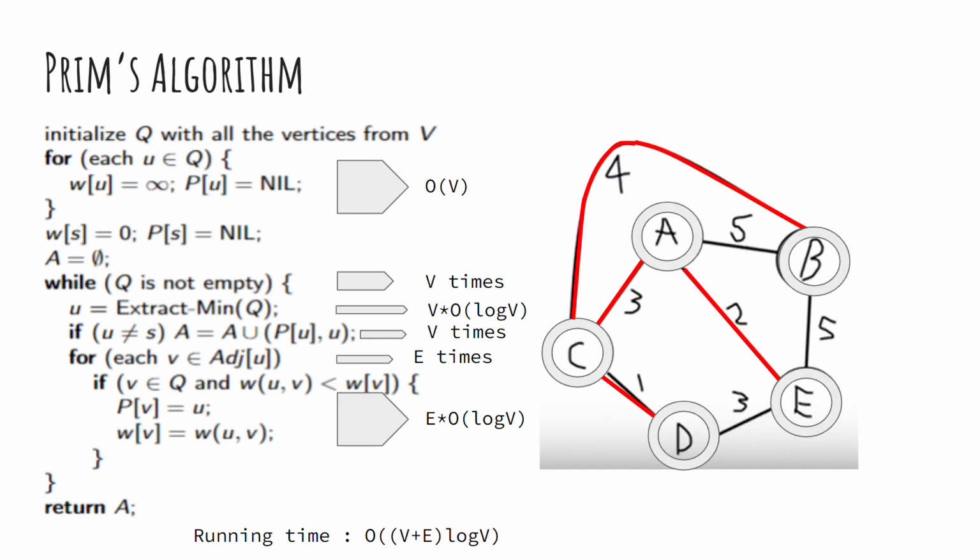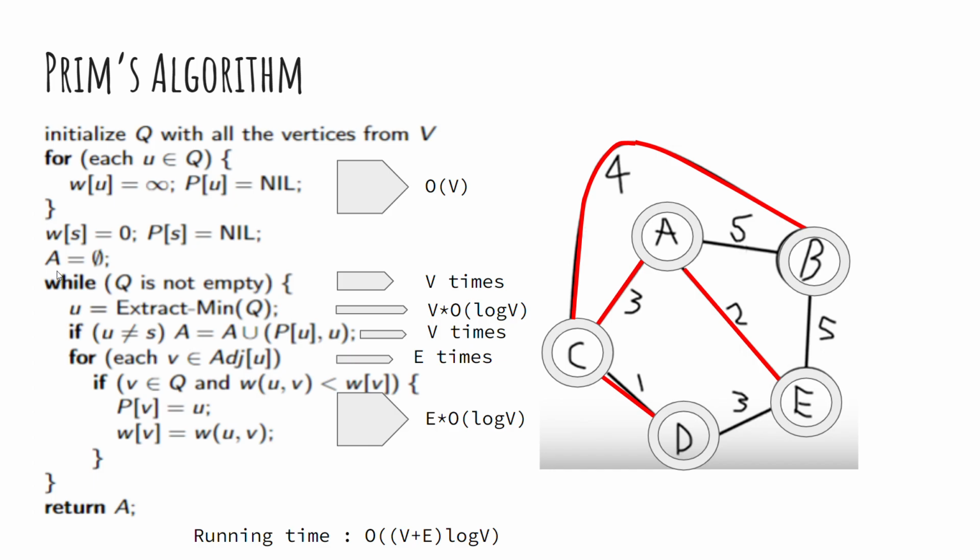So here's an example of pseudocode for Prim's algorithm. Basically what we do is we initialize Q with all the vertices from V, and then for each U belonging to Q, we'll initialize the distance to that vertex as infinity and the parent of that vertex to be nil. And then for the source node, which in our case was A because we started from A, we will define the distance or the weight to that node to be 0, and the parent of that node is nil because there's no parent for that node.